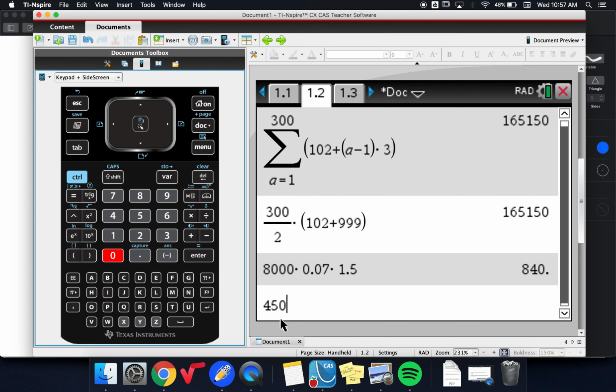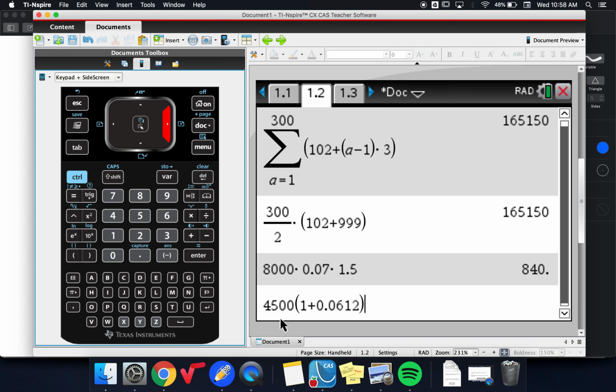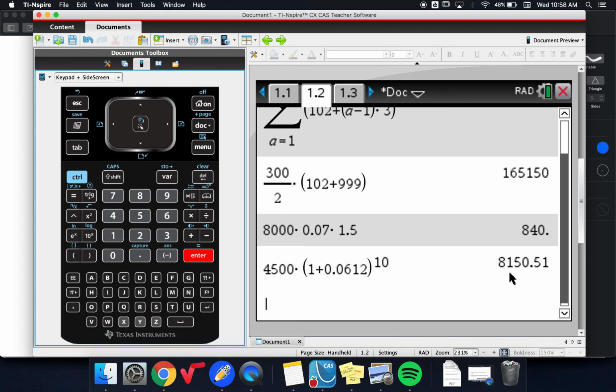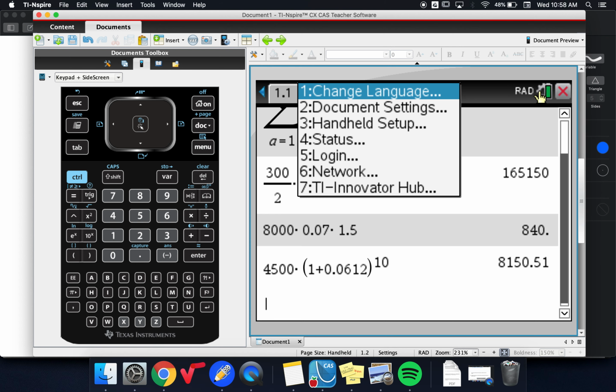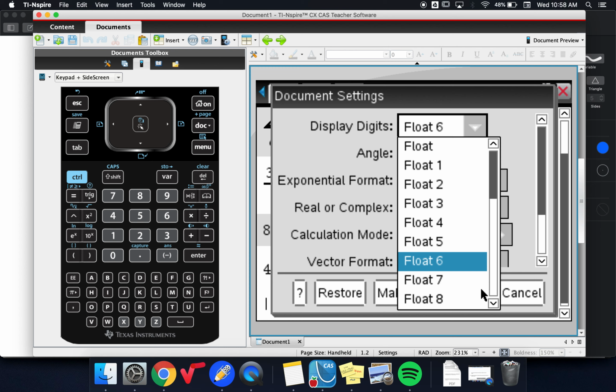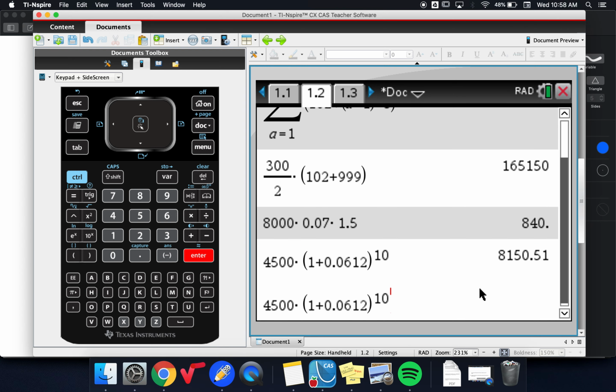So we have 4,500 times 1 plus 0.0. Let's put in the point. Raised to the 10th because I have 10 years. And I want my money to be given as 2 decimals, so this rounding is okay. Just to come up and see my rounding though. So currently I'm at float 6. Let's go ahead and make that a little bit bigger, to float 10. Okay, come up and do that again.